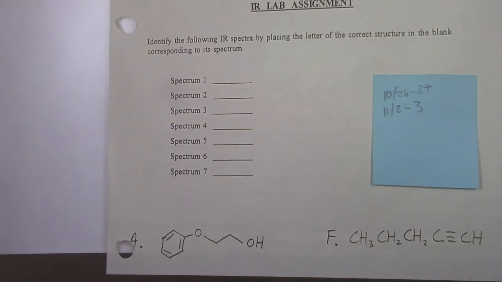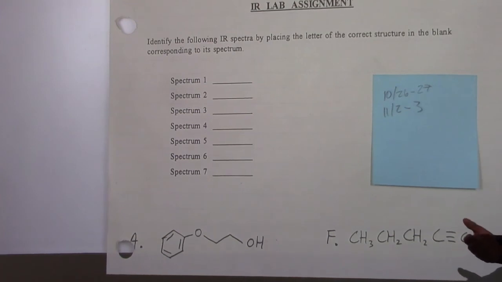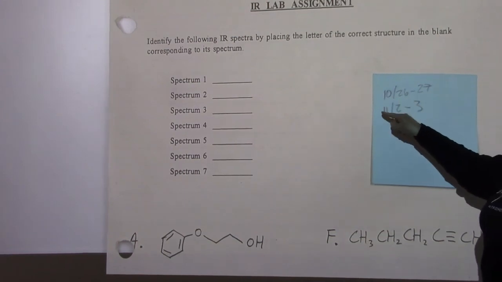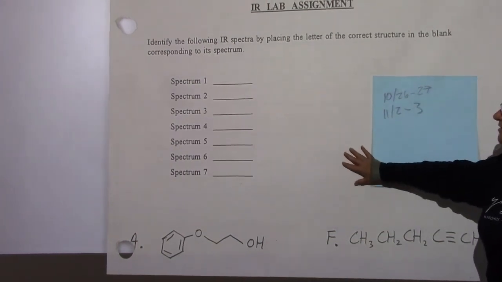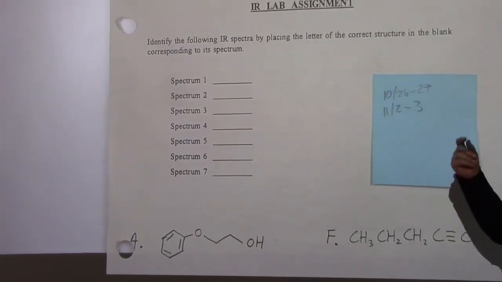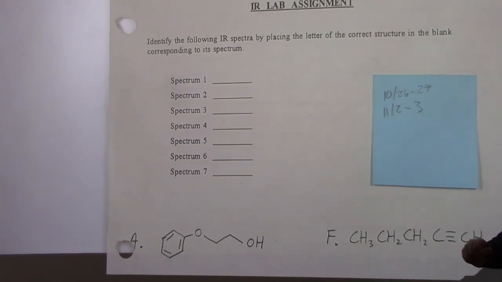So your assignment for the IR portion of the laboratory is due the week you come in to do your recrystallization. And so you have to make sure that you've watched this video and have done the assignment before that date gets here. And this little sticky note is just telling you that if you're an aldehyde, this IR assignment is due October 26, 27, and if you're a ketone, it's due November 2nd and 3rd.